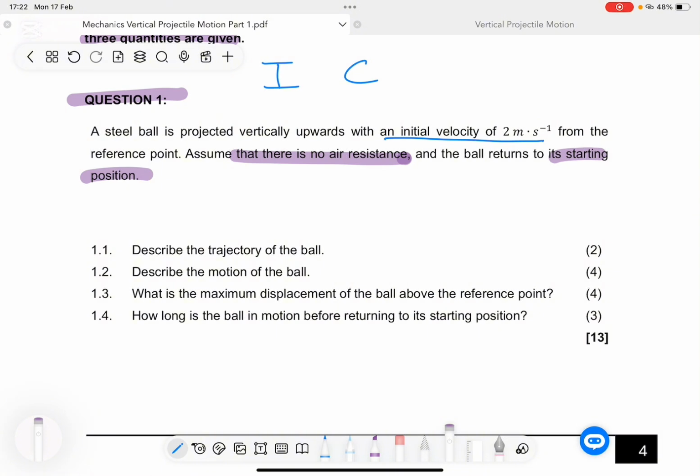And we also have information such as no air resistance. This confirms as well that it is a projectile, because a projectile would be an object that moves in the air, right? But in the absence of air resistance or external forces, so there are no other forces. The only force present is that of gravity. So this tells me that I'll classify this problem as a vertical projectile motion problem.